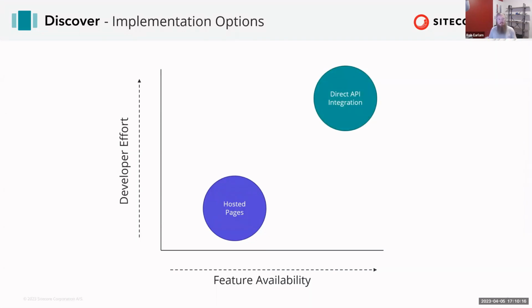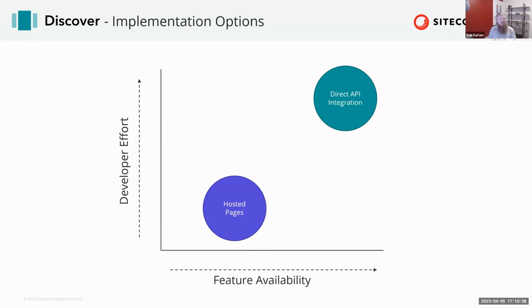The next approach we have is a direct API integration. And now the good thing about this, you'll notice, is that all of the Discover functionality is available. We're all the way to the right on the horizontal axis. But obviously, with this being a direct API integration, that involves a lot more developer work. So that's why we're a lot more vertical in this one. Your developers have to be involved, crafting these experiences all the way through.